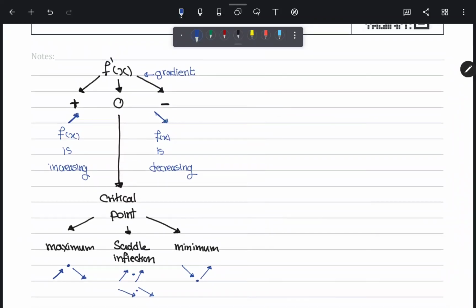So one more time. The first derivative has 3 cases. It can be positive, which means the function is increasing. Or it can be negative, which means the function is decreasing. Or it can be 0, and if it is 0, it means we have a critical point. Critical points are one of 3 types: maximum, minimum, or saddle inflection point.